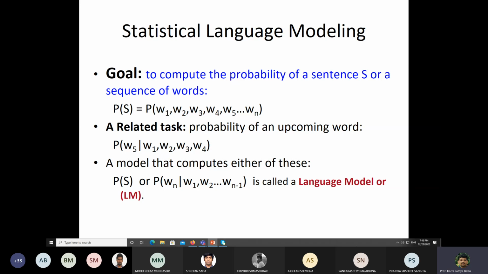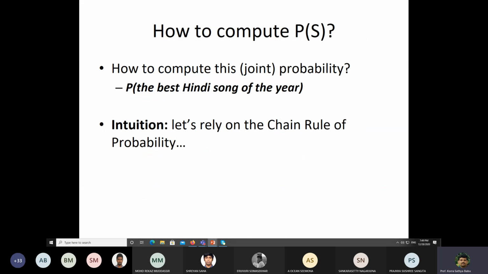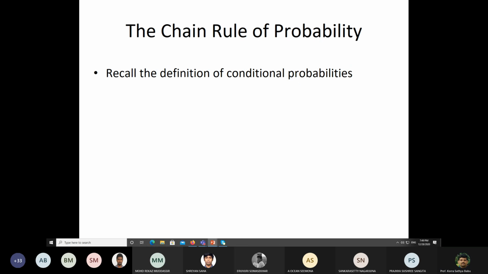Fine. For example, how do we compute this joint probability, like the probability of "the best Hindi song of the year"? What is the probability of the best Hindi song of the year? How do we calculate probability for this? So the intuition is that we need to rely on the chain rule of probability. What is this chain rule of probability?